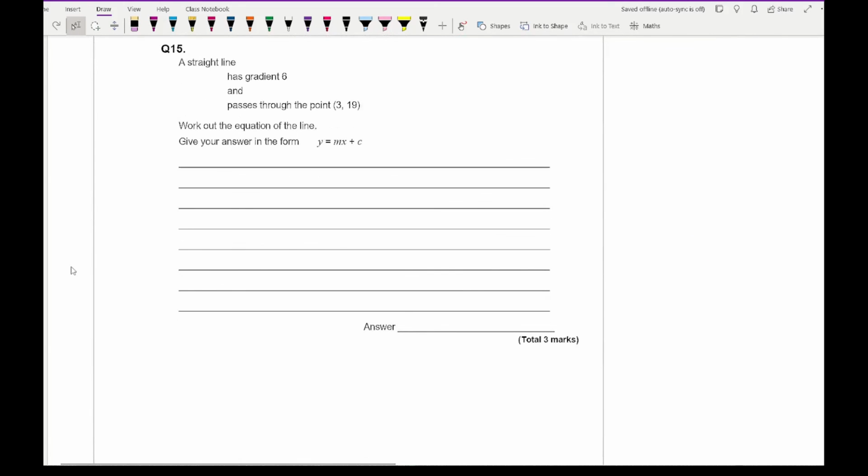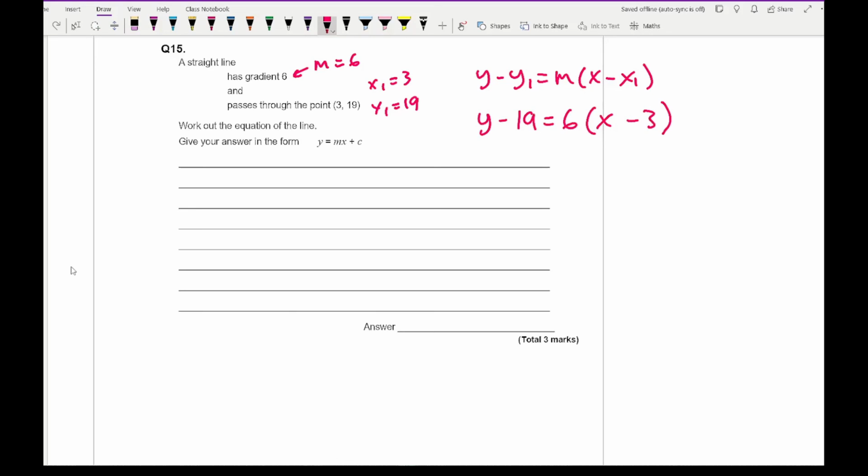Then moving on to question 15, it says a straight line has a gradient of 6 and passes through the point (3, 19). Work out the equation of the line, give your answer in the form y equals mx plus c. So here m equals 6 and x1 equals 3, y1 equals 19. So then using y minus y1 equals m(x minus x1), we get y minus 19 equals 6(x minus 3). Y minus 19 equals 6x minus 18. Take the 19 over, so we get y equals 6x plus 1.